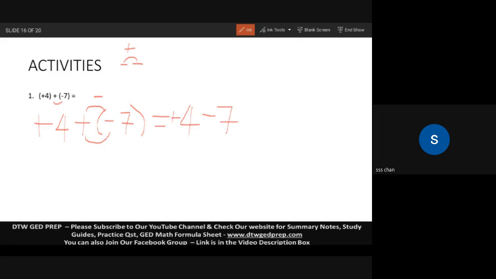Of course, 4 is smaller than 7. So how do you do this kind of subtraction? Since you want to remove a bigger number from a smaller number, it will maintain the negative sign, and then you swap the subtraction. 7 minus 4 gives you 3. So the answer we get is negative 3.